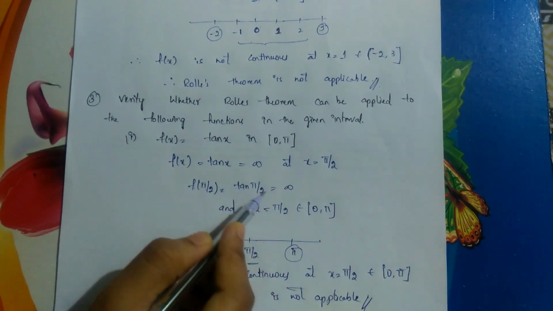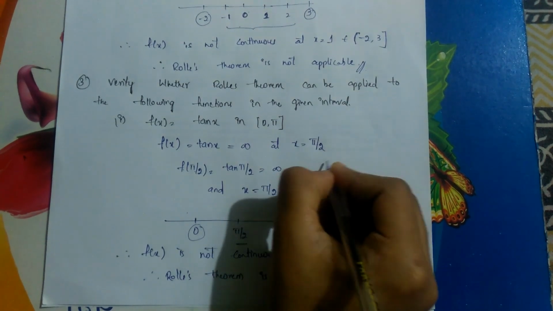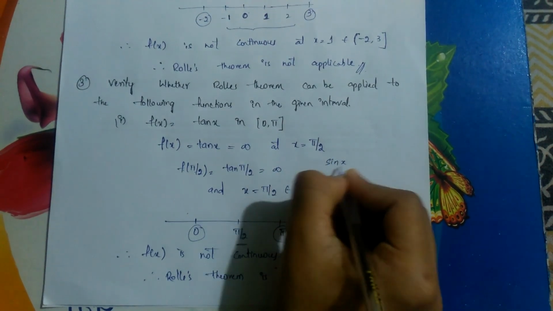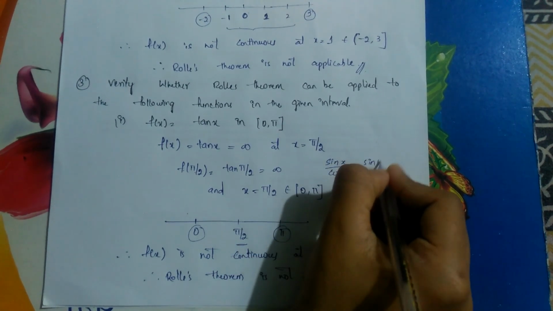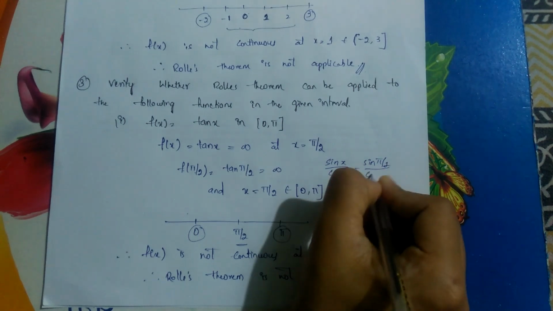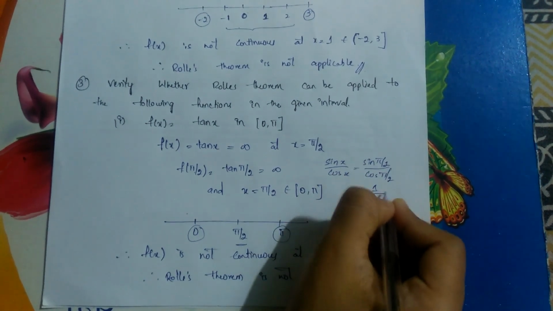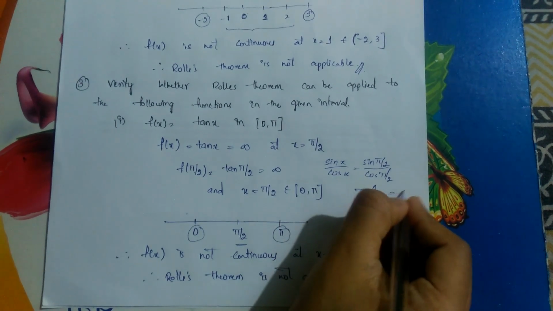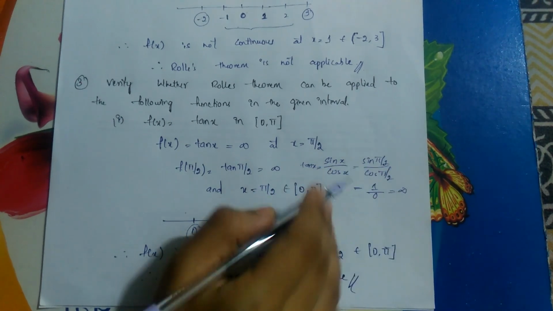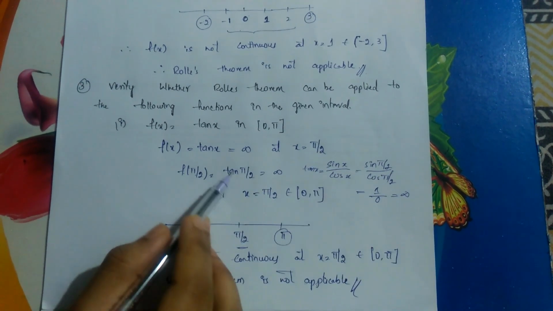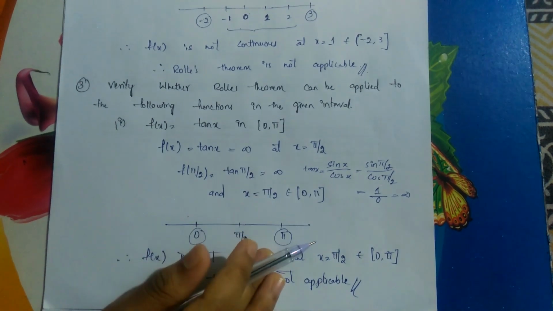If you don't know the tan(pi by 2) value, tan can also be written as sin x by cos x. When you substitute pi by 2, it is sin(pi by 2) by cos(pi by 2). The sin(pi by 2) value is 1 and the cos(pi by 2) value is 0. So 1 by 0 is infinity. In this way also we can do it, but if you know directly that tan(pi by 2) is infinity, that's okay.